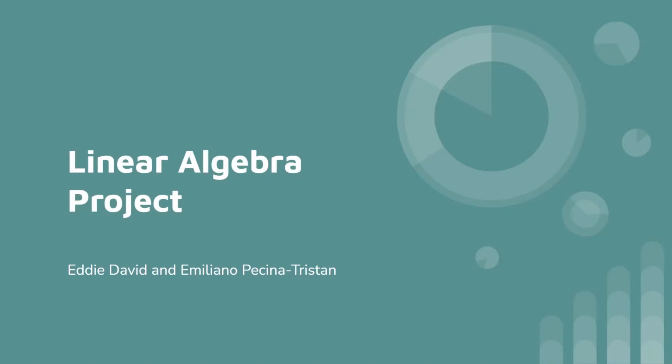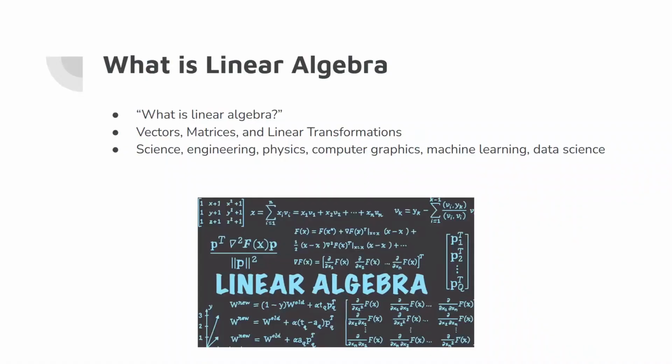Today we're going to be talking about linear algebra. Now you might be asking, what is linear algebra? To keep it brief, linear algebra is the branch of mathematics that deals with vectors, matrices, and linear transformations. It's a great learning tool when it comes to understanding and solving systems of linear equations as well. And it has many applications in science and engineering. You can find linear algebra in physics, computer graphics, machine learning, data science, and many other fields.